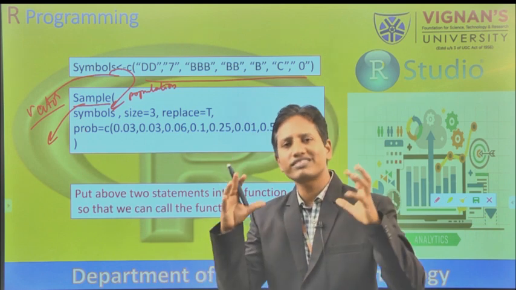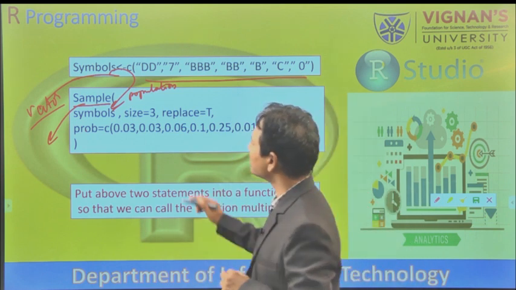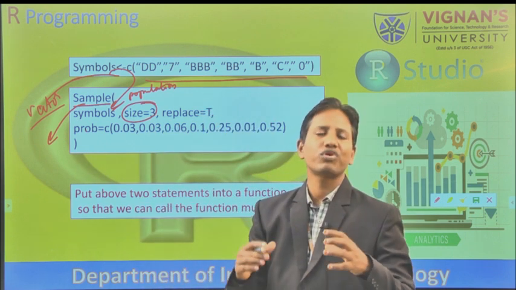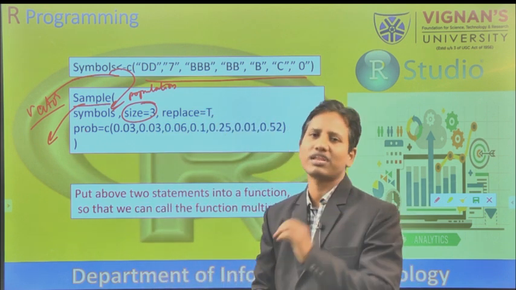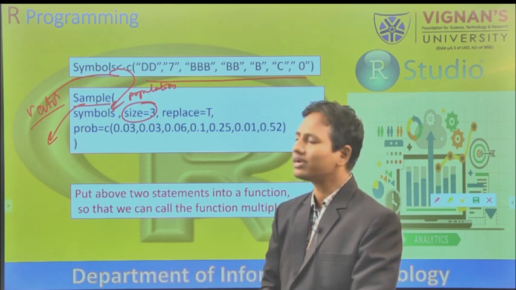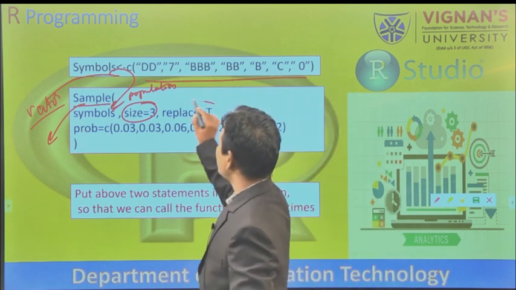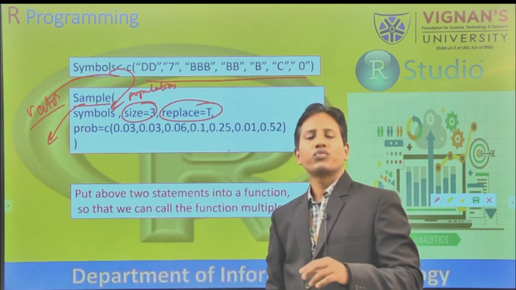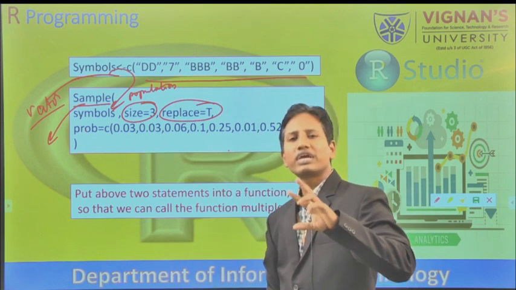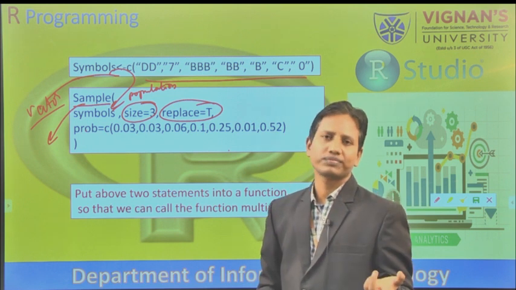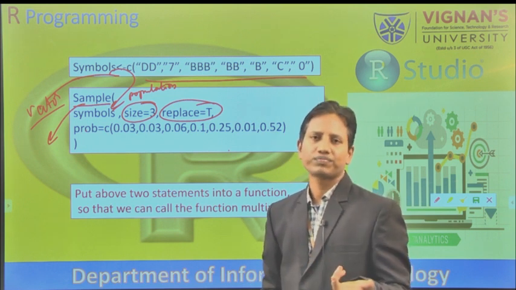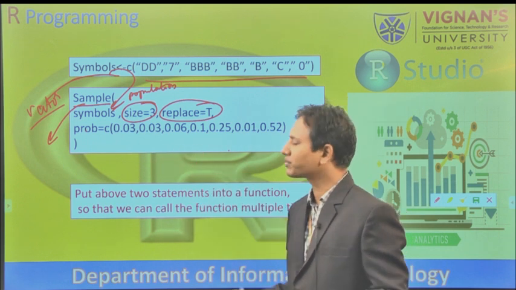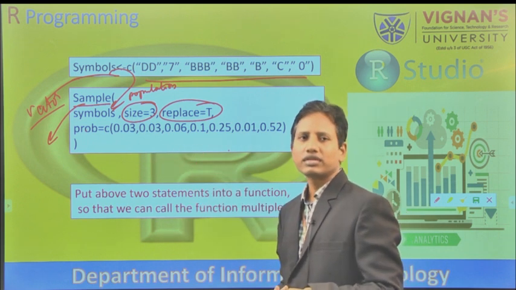Out of this total set, what I have to generate is a size of 3 values. A size of 3 values I have to generate. And this is an important one, replacing. Whether the values have to get repeated or not. This is the point. I'll give a detailed explanation about this replace one.